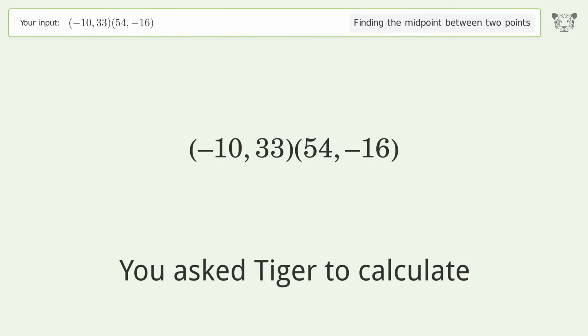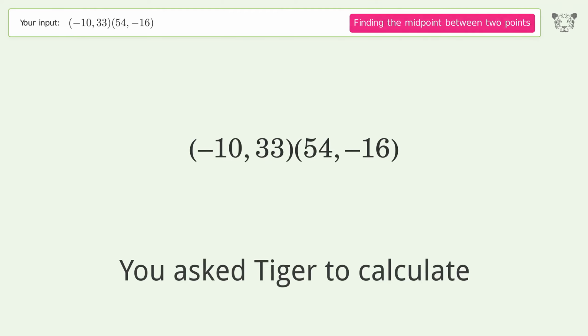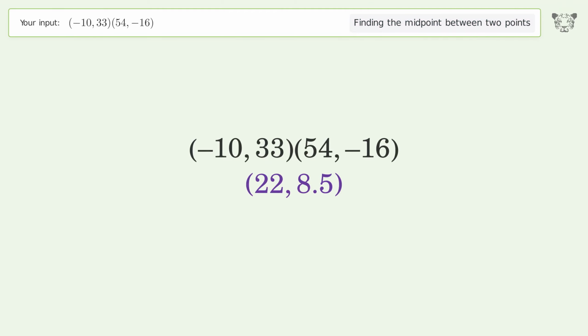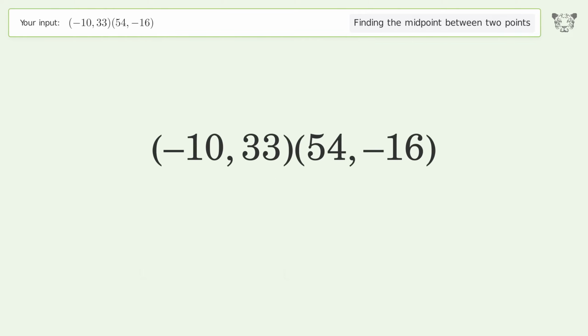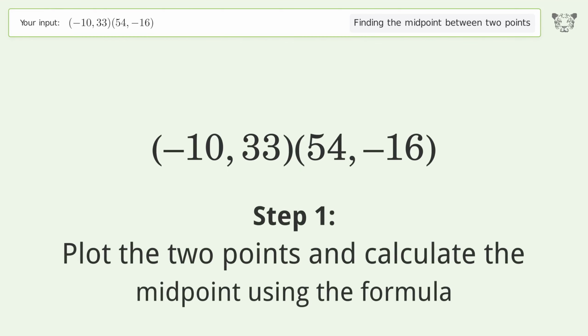You ask Tiger to calculate. This deals with finding the midpoint between 2 points. The midpoint between the 2 points is 22, 8.5. Let's solve it step by step. Plot the 2 points and calculate the midpoint using the formula.